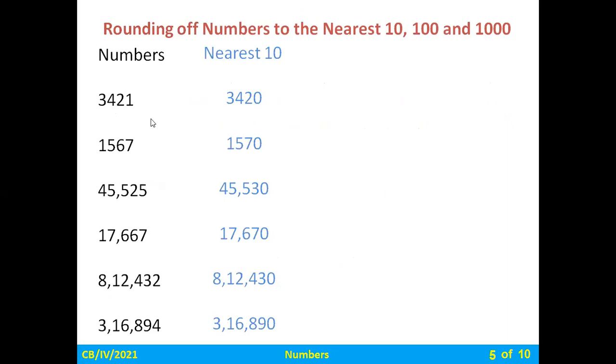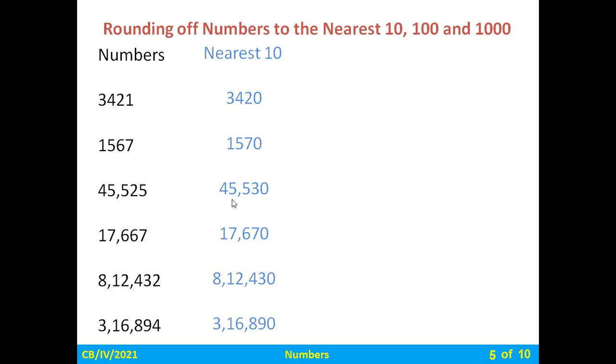21 lies between 20 to 30 and it is less than 25, so it got rounded off to 20. Here 67, which is greater than the middle number of 60 to 70, that is 65, so it got converted to 70. Now here this is 25, which is equal to 25, right? So it got converted to 30.